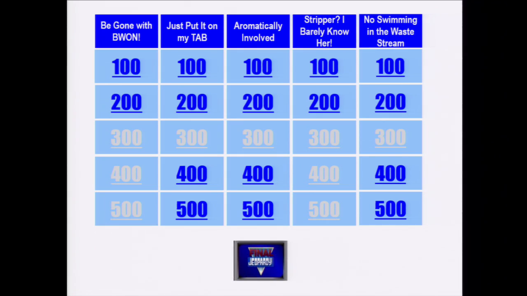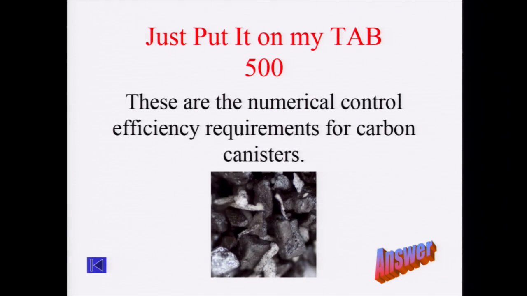Just put it on my tab for 500. These are the numerical control efficiency requirements for carbon canisters. You really know how to pick them, Laura. You guys got this. You got this.